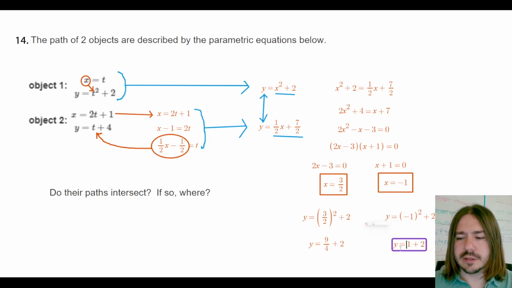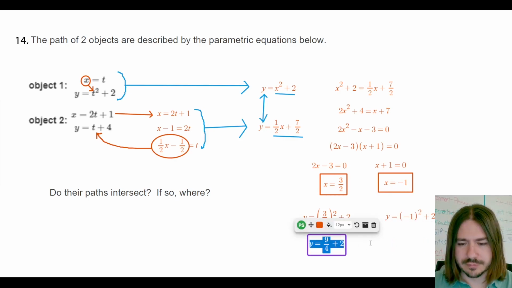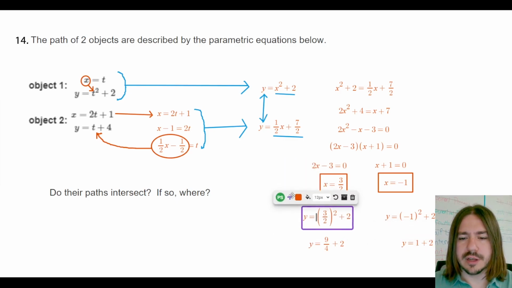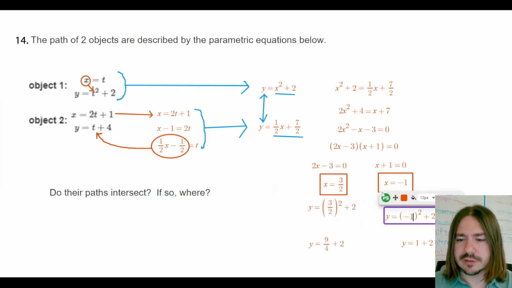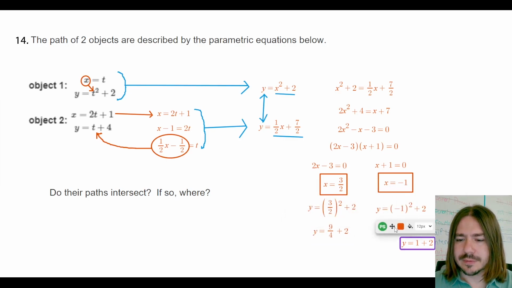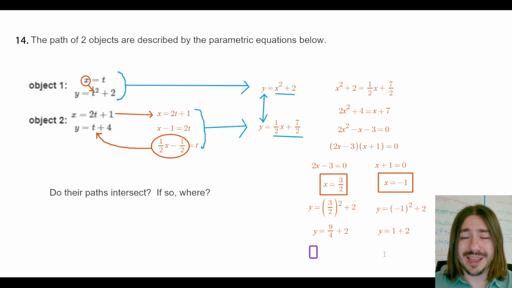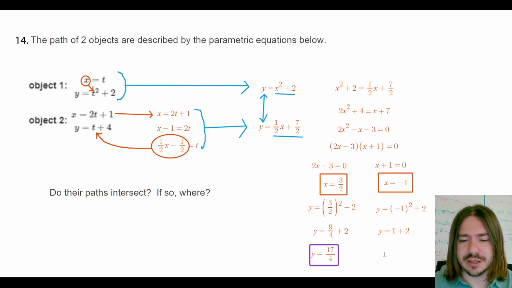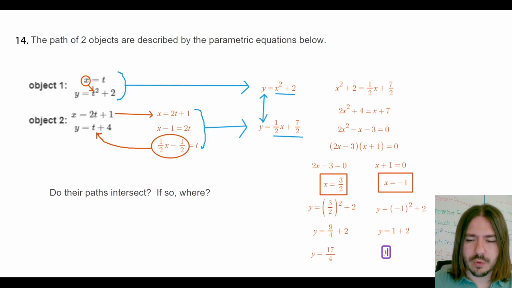Let's move these up just to give me a hair more room. Let's try that again. Okay, really I just wanted to move these up to give me just a little bit more room. There we go. Okay, so 9/4 plus 2. Now 2 would be 8/4. So 8 plus 9 would be 17/4, which cannot be reduced. And then over here we've got y equals 3.